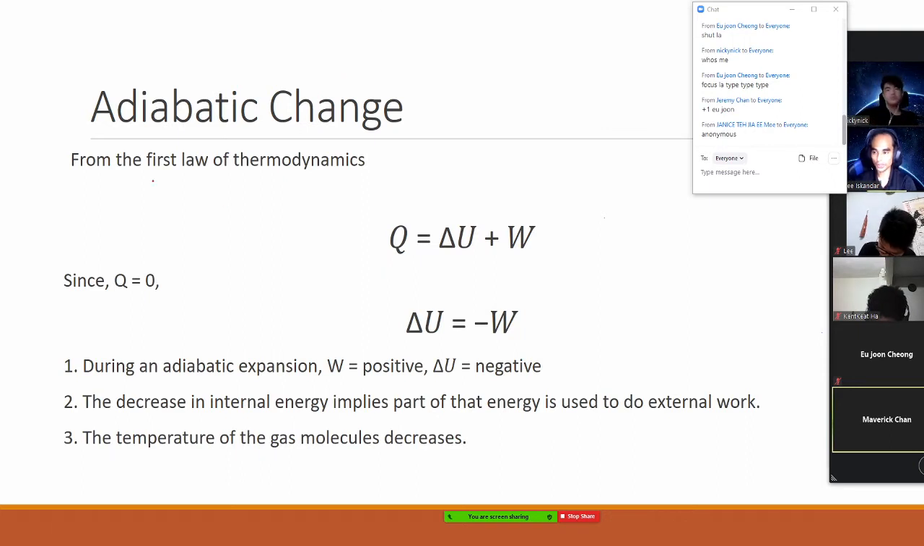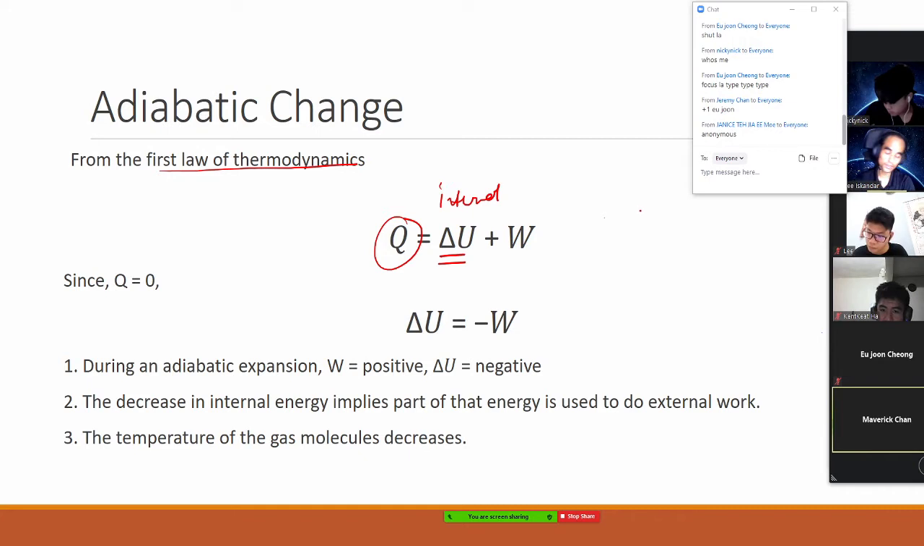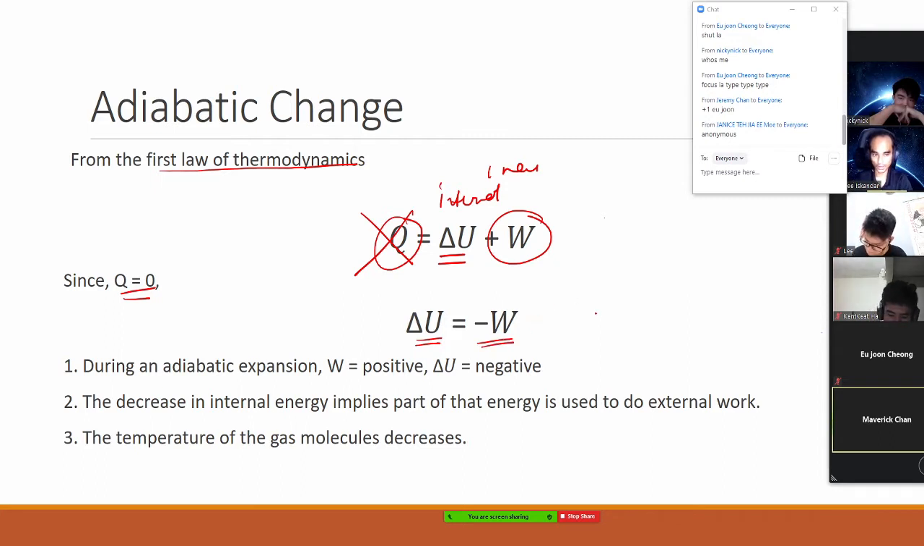So the first law of thermodynamics, if we recall: Q, the heat going in or going out, equals the change of internal energy of the gas plus W, the work done. It can be positive or negative. Since Q equals zero, no heat in or no heat out, this will be zero. So the change of U will be the negative of the work done. So if the change of U is positive, work done will be negative. If the change of U is negative, work done will be positive.